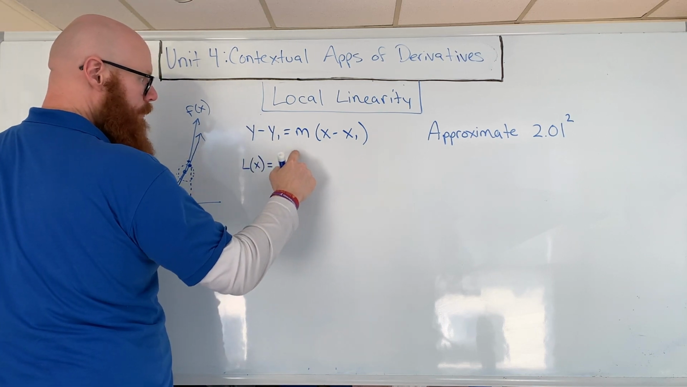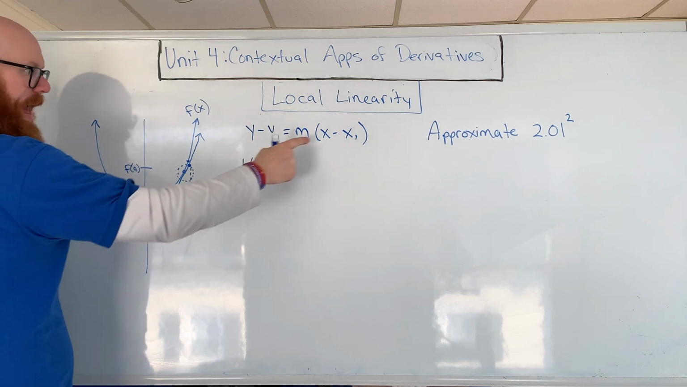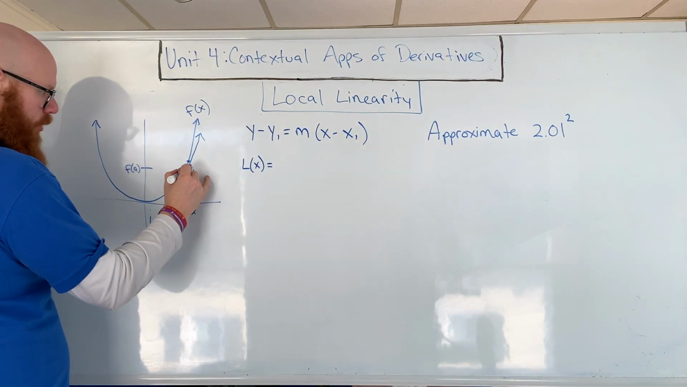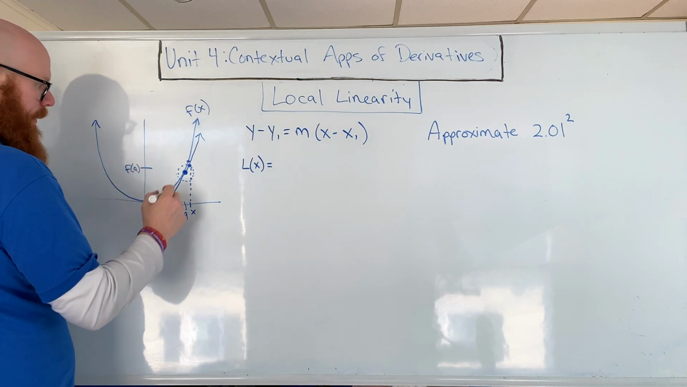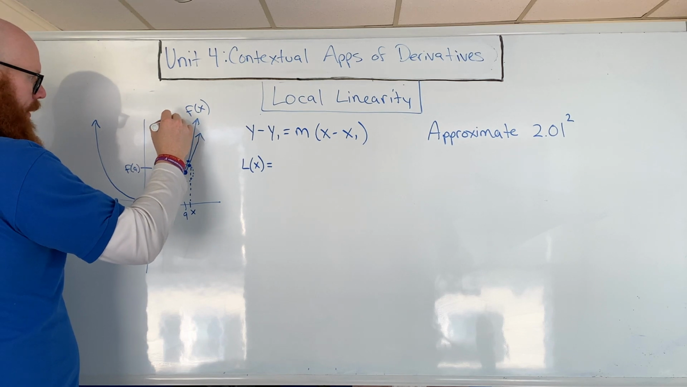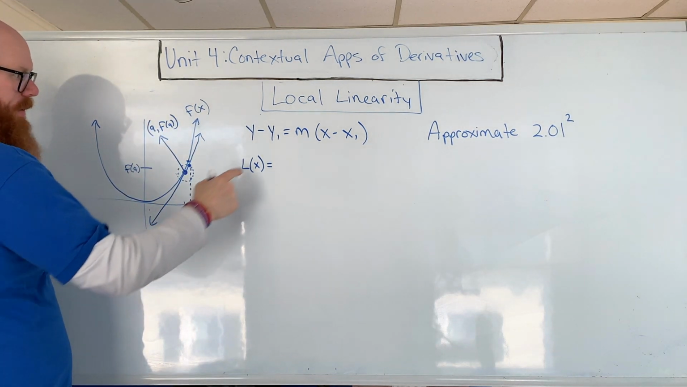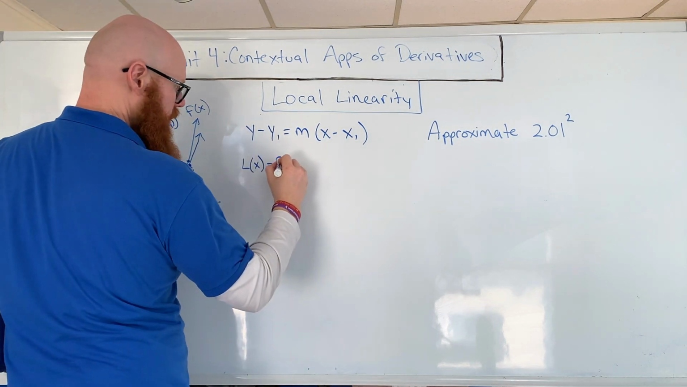This y1, I'm going to move to the other side, all right? And what that y1 is, our x1, y1 is the point right here. That is the point a comma f of a, all right? So this point here is a comma f of a. Well, that means y1 is really f of a, but I'm adding it to the other side.